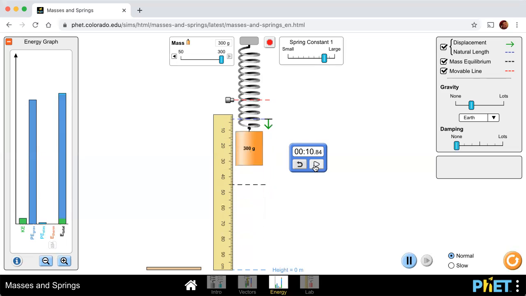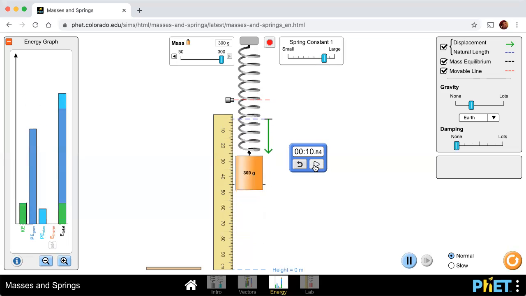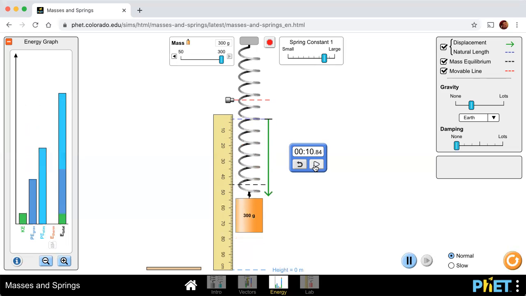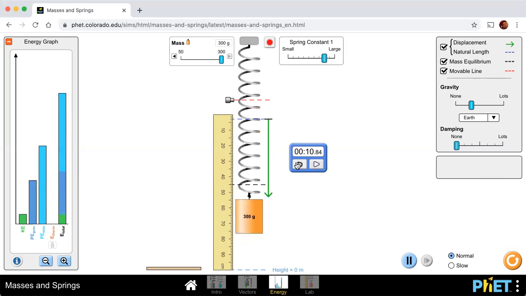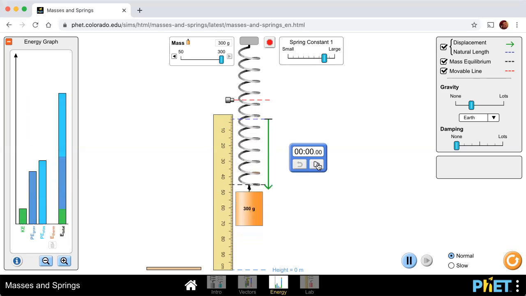Okay, that was 10.84. Let me write that down. 10.84, so that's a period of 1.84. That's for the 300 grams. 1.84 seconds. Now, I'm going to do that again. Let's reset it. And I'm going to do that again when it hits the top.